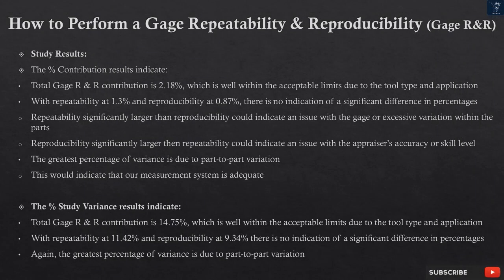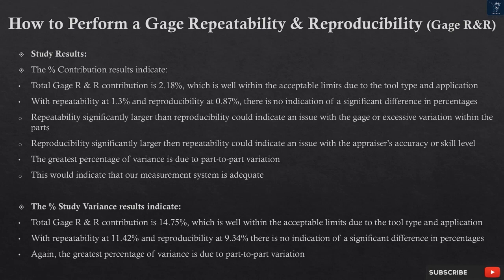Study results. The % contribution results indicate total Gage R&R contribution is 2.18%, which is well within the acceptable limits due to the tool type and application. With repeatability at 1.3% and reproducibility at 0.87%, there is no indication of a significant difference in percentages.